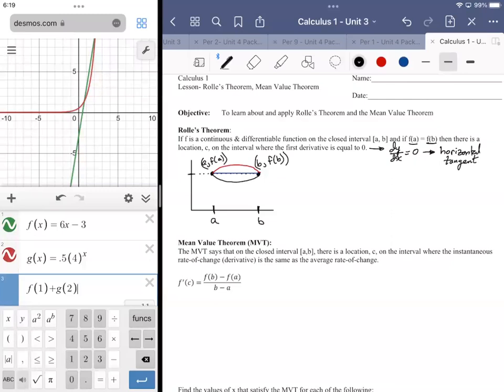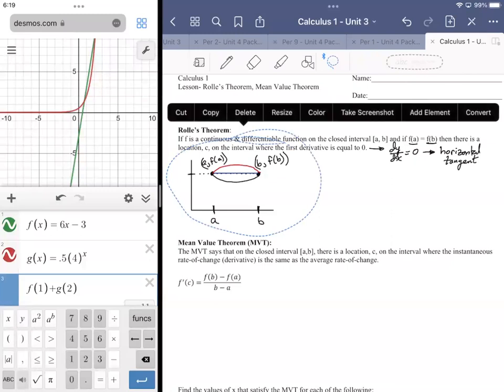So you could have something really crazy. I'll just duplicate this.